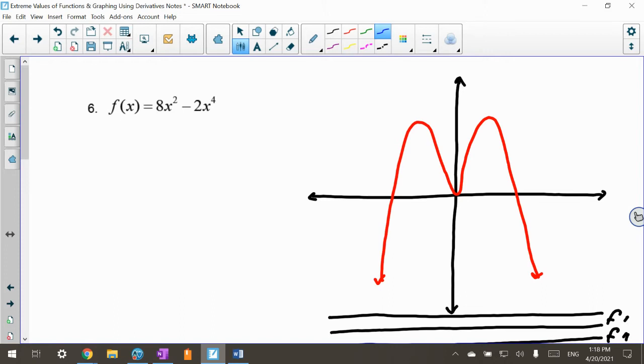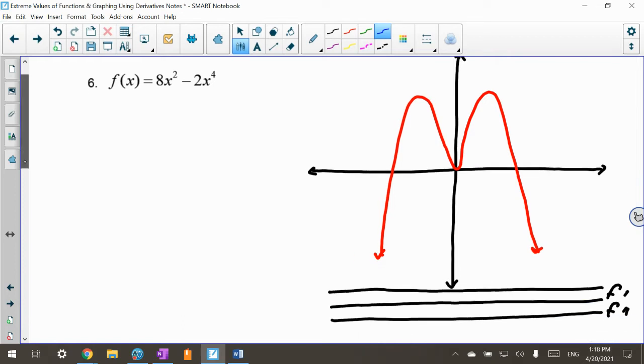Okay, this is problem number 6 for my Calculus 1 extreme values of functions. It's for our inflection points and critical points curve sketching lab. So again, here's my function. It's f of x equals 8x squared minus 2x to the fourth, which is a polynomial.